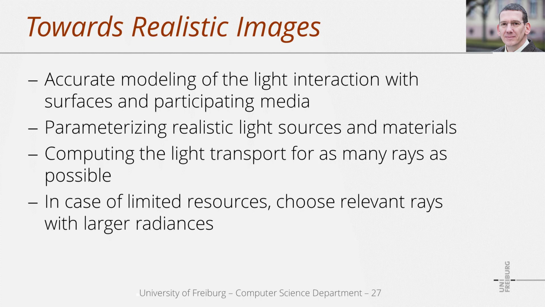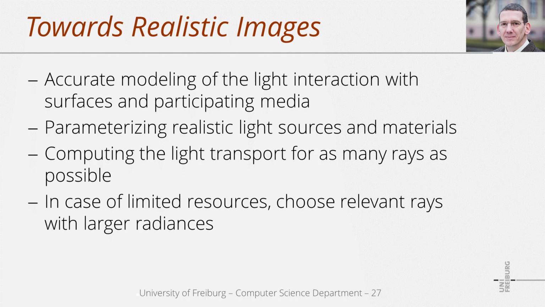When we have appropriate models and appropriate parametrizations, then we can get realistic renderings by computing the light transport for as many line segments or rays in a scene as possible. The more rays we consider in our computation, the better the image gets. As our computing resources are always limited, we typically cannot compute the entire light transport in a scene. We need to choose rays that are more relevant to our rendering result, and we try to omit rays that are less relevant.